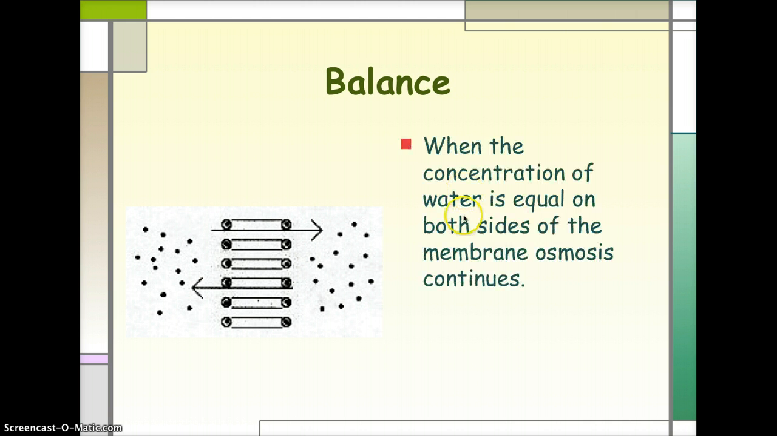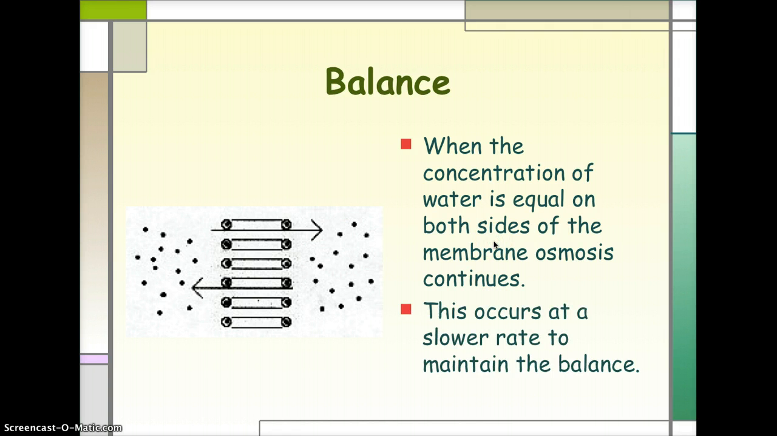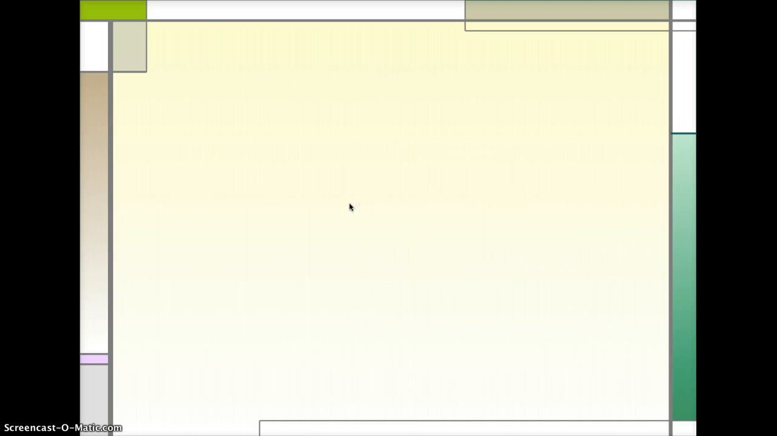And this continues until there's a balance. When there's a balance of concentrations on either side of the cell membrane, osmosis still occurs. Water still moves back and forth, but the net movement is unchanging or equal. That occurs at a slower rate to maintain the balance. Obviously, there's no initiative for the molecules to move, so they move more slowly.